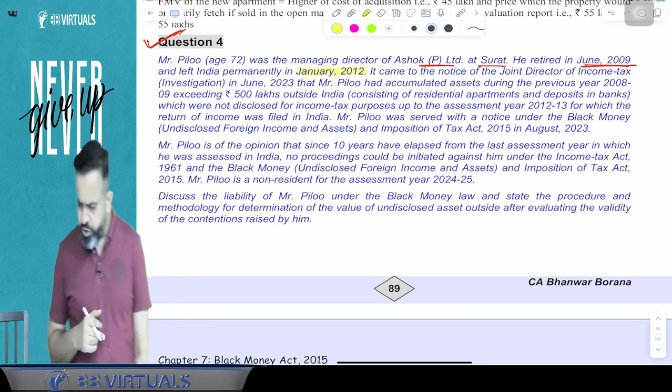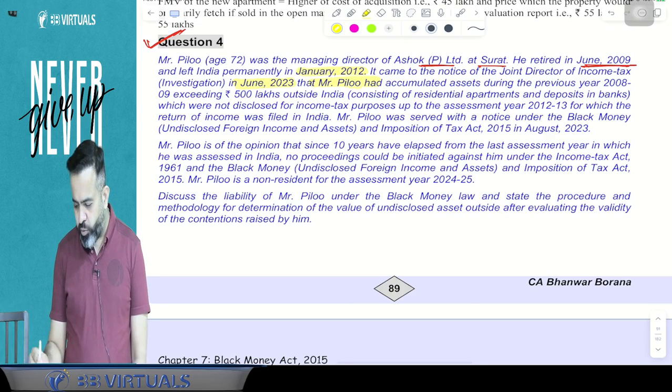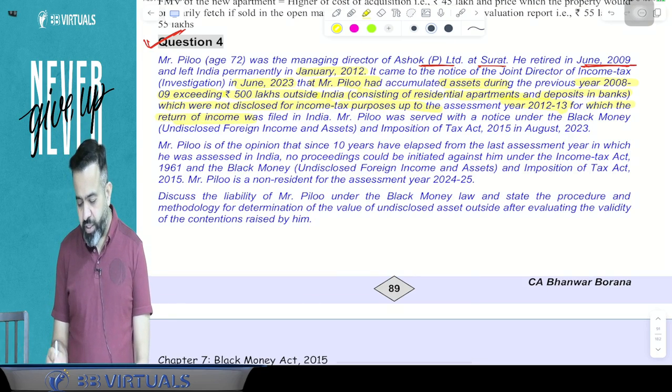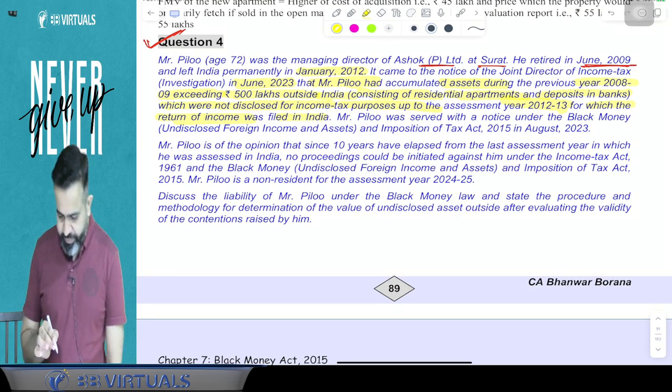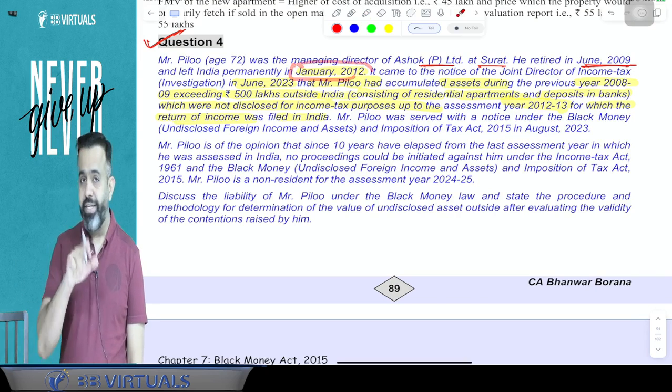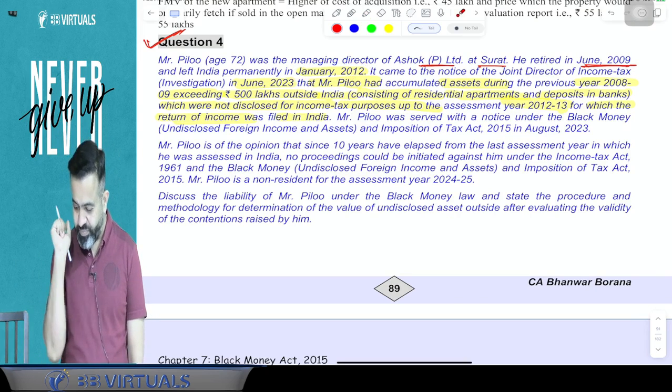It came to the notice of the Joint Director of Income Tax Investigation in June 2023, the current year, that Mr. Pilu had accumulated assets during the previous year 8-9 exceeding 500 lakh outside India, consisting of a residential apartment as well as a deposit in the bank, which were not disclosed for income tax purposes up to assessment year 12-13, for which the return of income was filed in India. So guys, he settled outside India from January 2012. Earlier he was in India, so earlier he was resident.